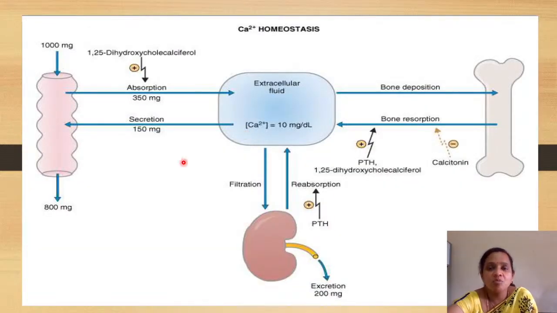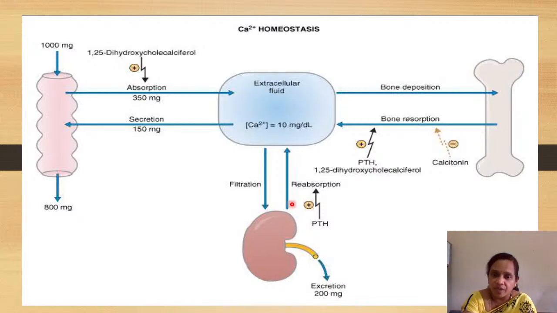In calcium homeostasis, the extracellular calcium level has to be maintained at 10 mg per deciliter. If the levels are low, absorption of calcium will occur. If levels are very high, secretion will occur and it will get excreted. If the levels are very high, calcium will get deposited in the bone. If the levels are very low, bone resorption will take place. That is mediated by parathyroid hormone and 1,25-dihydroxycholecalciferol.